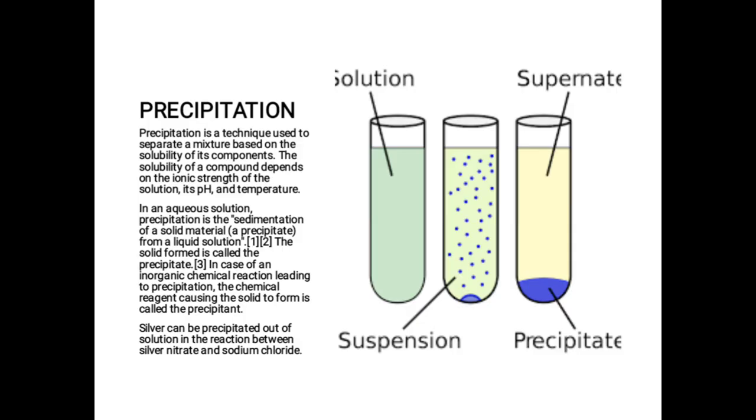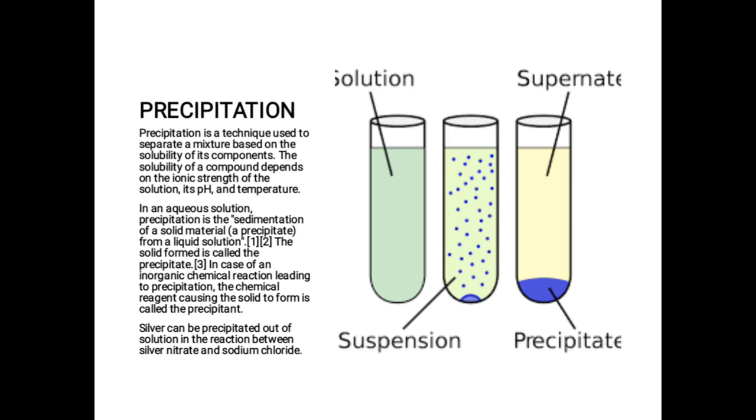So quickly, let's look at another one, precipitation. Precipitation is a technique used to separate a mixture based on the solubility of its components. The solubility of a compound depends on the ionic strength of the solution, the pH, and the temperature. In an aqueous solution, precipitation is the sedimentation of a solid material from a liquid solution.